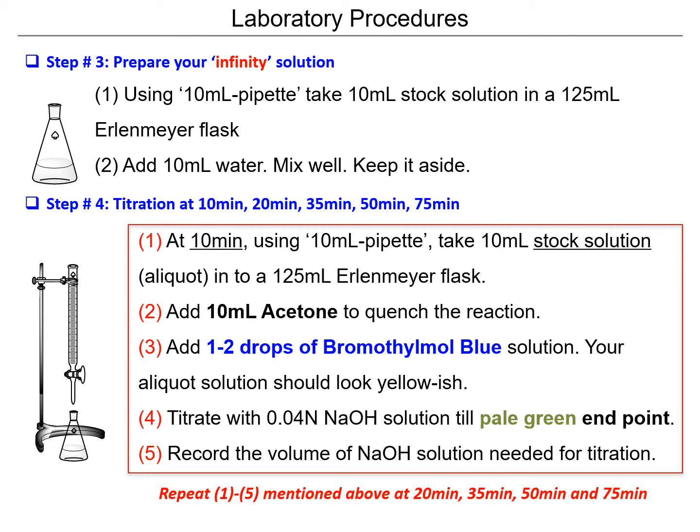So once that stopwatch is at 10 minutes, you're going to take a 10 milliliter aliquot out of your stock solution, and put that in a 125 milliliter Erlenmeyer flask. This is where we're going to add the acetone to stop the reaction, because we want it to stop at that point and take basically a freeze frame of the amount of hydrogen chloride produced. Once that's in there, and you swirl it up a little bit, add a couple drops of an indicator called bromothymol blue. Because we've got acid in there, it's going to look kind of yellowish.